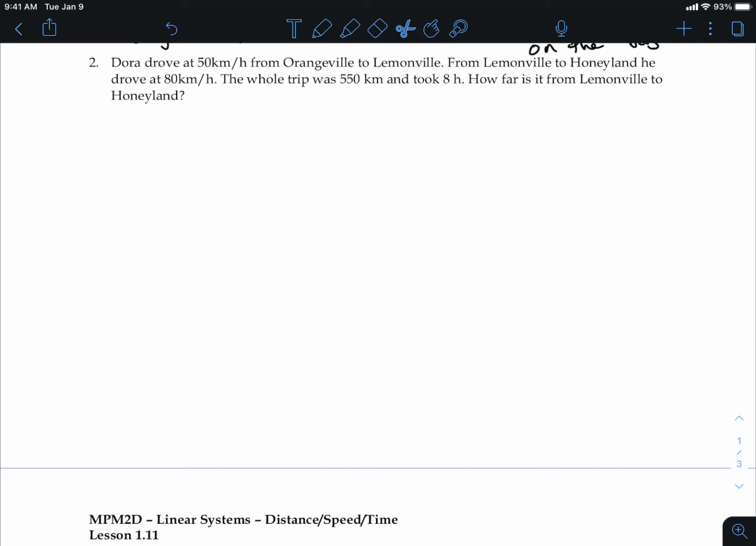You can even use brackets afterward to specify which speed it is. Once you have those two things, you can say the total trip took 8 hours. So if I add the time traveling at 50 kilometers per hour and the time traveling at 80, they better equal 8. x plus y equals 8. Then you can do the second one with the speeds.